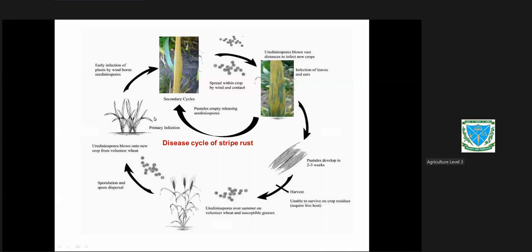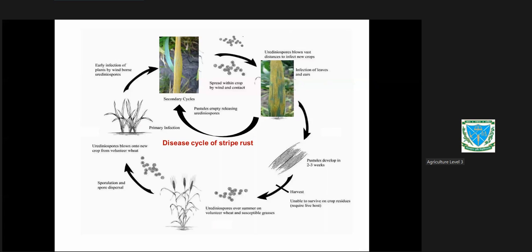Once the wheat plant is available in the field, this urediniospore is blown by wind and infects the wheat plants. You will see the early infection as yellow stripes on the leaves. At these stages, from the infected plant to the healthy plants, this urediniospore is released by strong wind or something like that and infects the new plant.